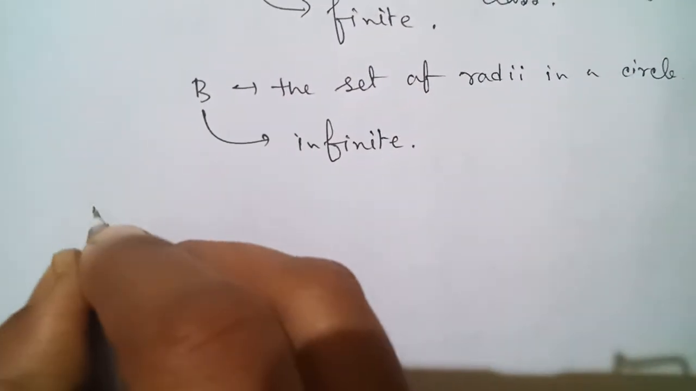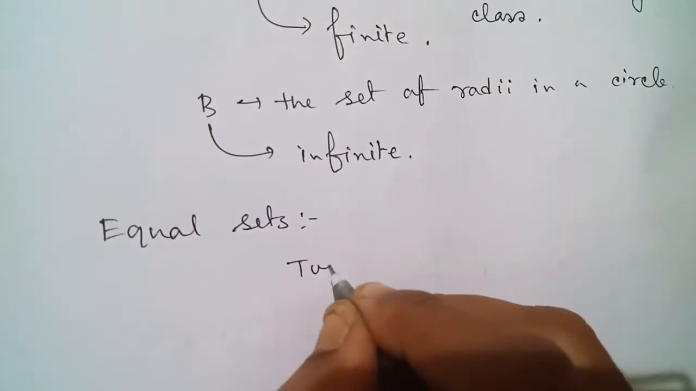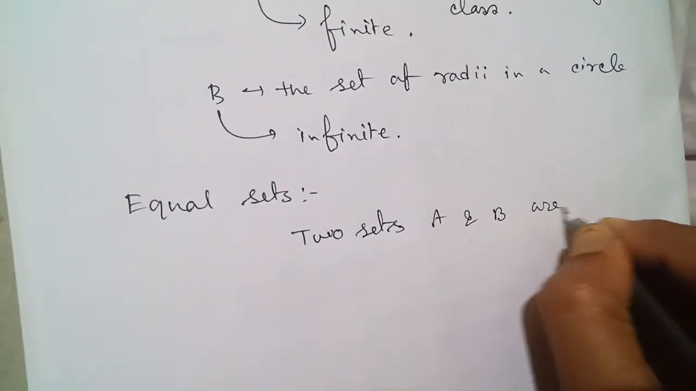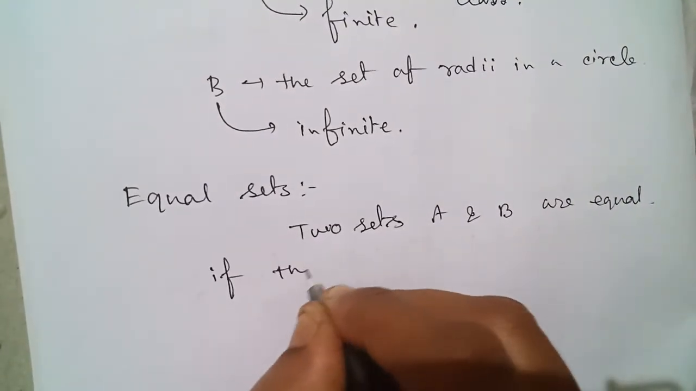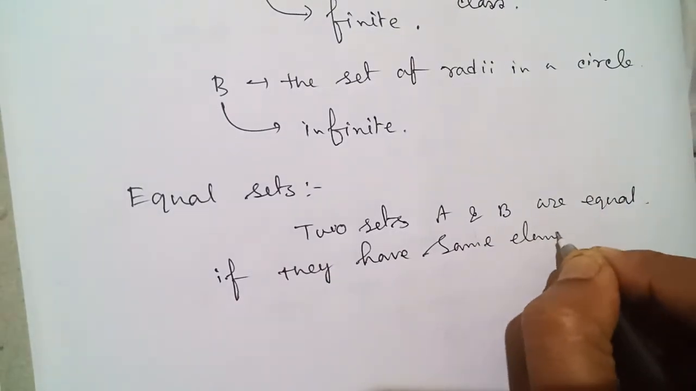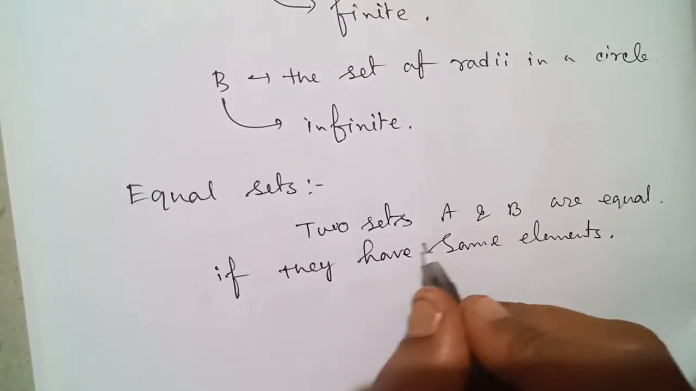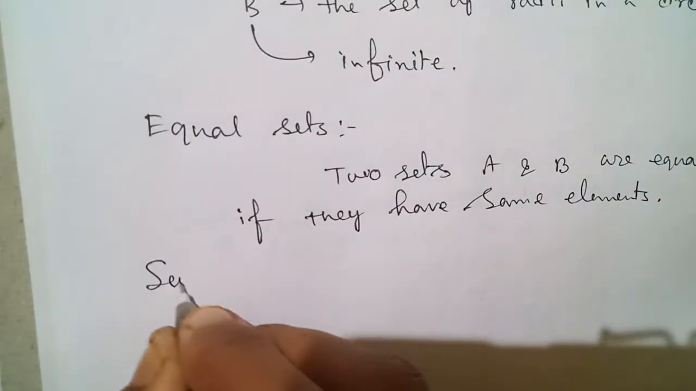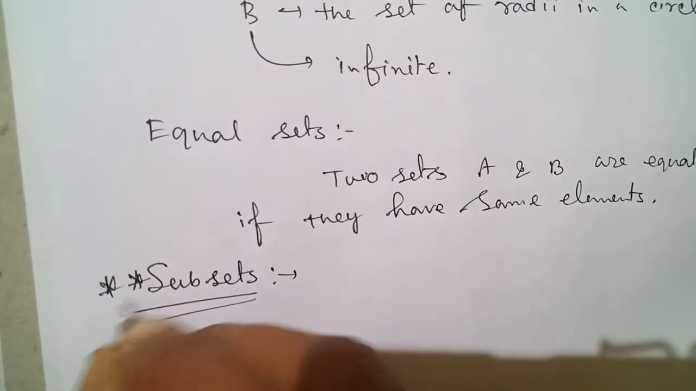Now, equal sets. Two sets A and B are equal if they have the same elements. That means two sets will be called equal sets if they have all elements the same. Next one is subsets, and this is a very important concept. Subsets.